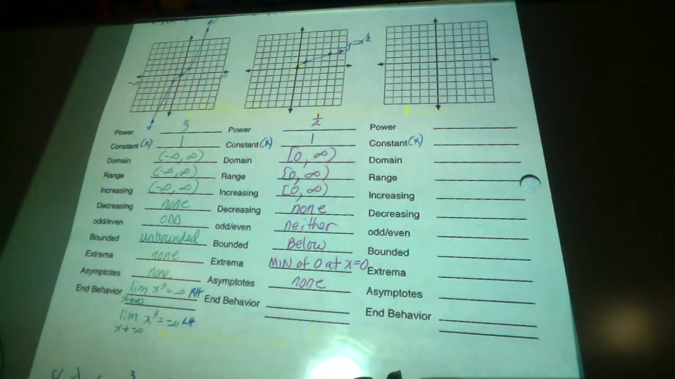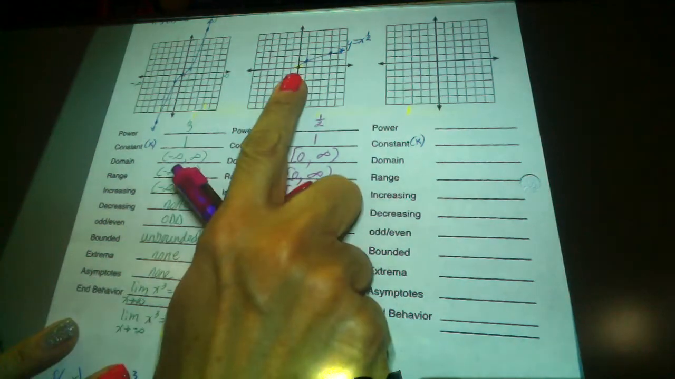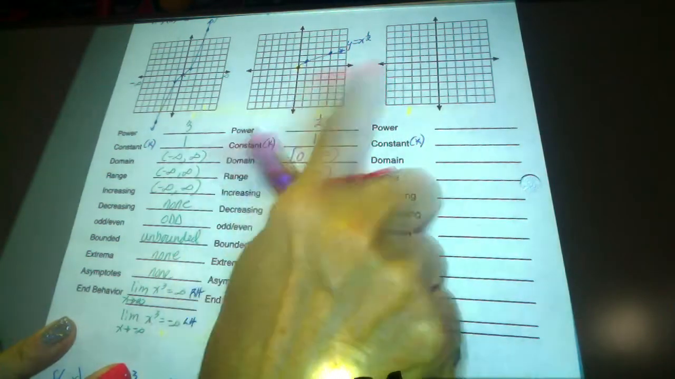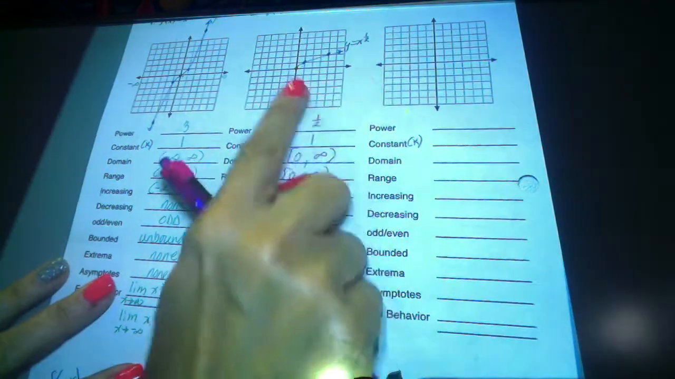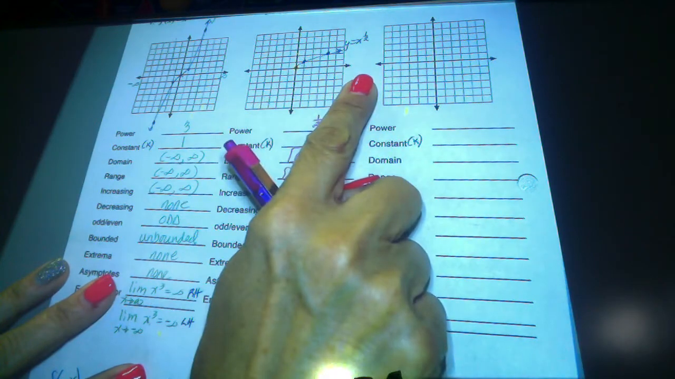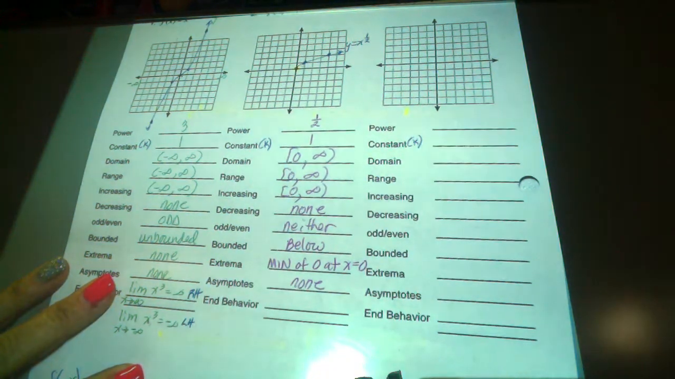End behavior. How many ends to this graph are there? This is not really an end, this is a start. So the end is to the right. So there's only right-hand behavior on this. And as we go to the right, we approach what number? Positive infinity. So it's written this way.